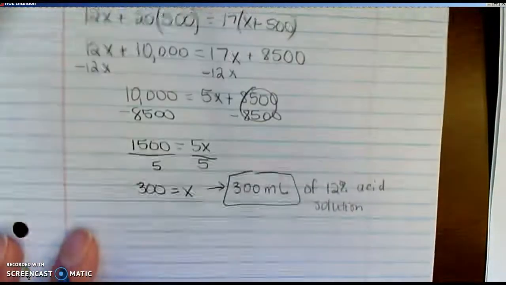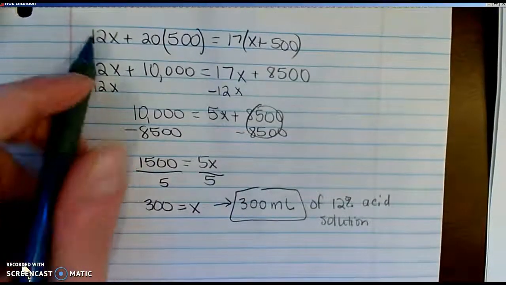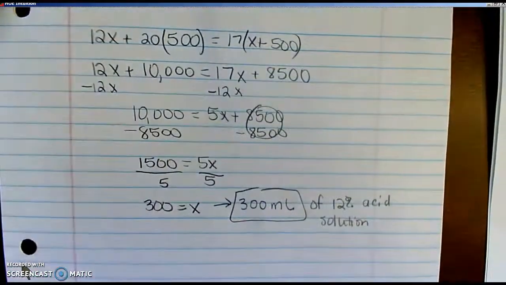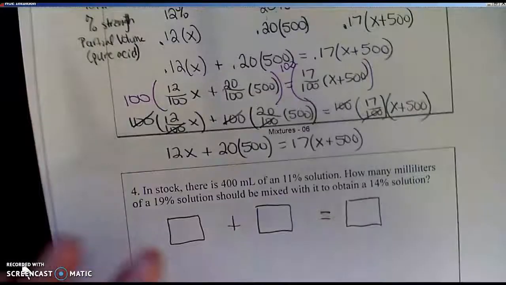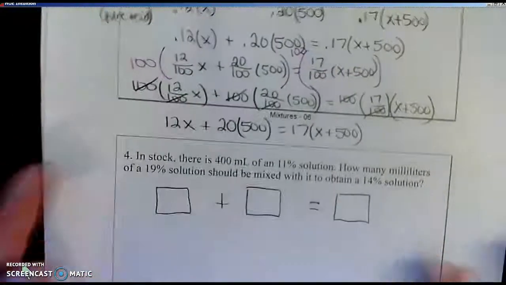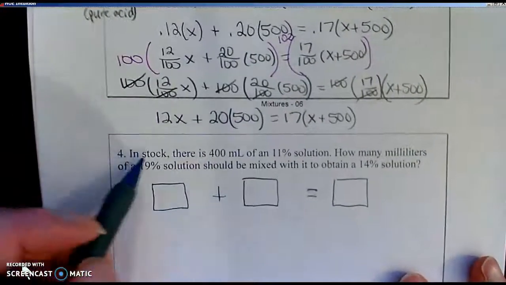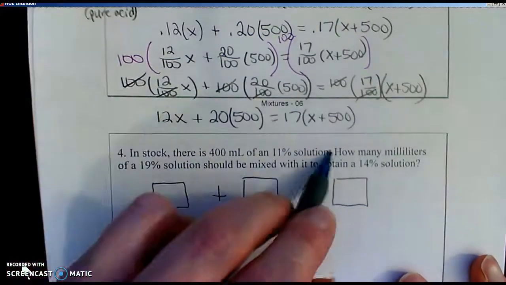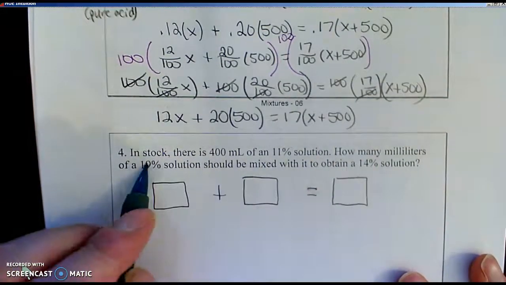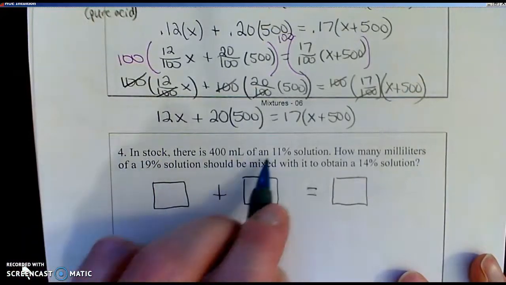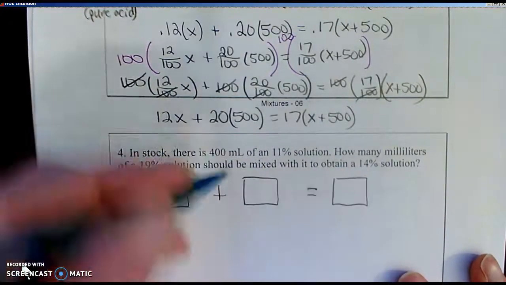So now that we are aware of that shortcut way of setting up the equation, let's go ahead and do that again with this one. The first part is a really important part, to set it up correctly. So we've got 400 milliliters of an 11% solution. How many milliliters of a 19% solution should be mixed with it to obtain a 14% solution?